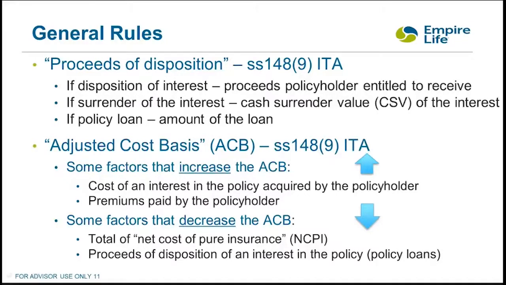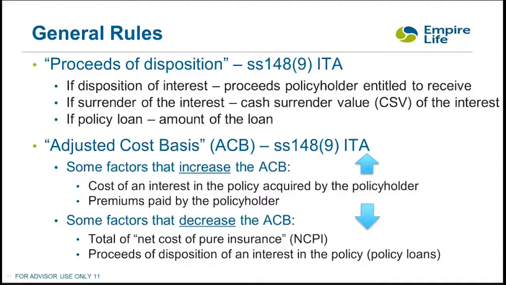The adjusted cost basis represents the cost amount of the policyholder's interest in the life insurance policy. It is computed by reference to a fairly complex formula set out in the definition of adjusted cost basis, again, subsection 148(9). The formula establishes certain factors that increase the adjusted cost basis while other factors decrease that ACB. Some of the factors that increase the ACB include the cost of an interest in the policy acquired by the policyholder, the amount paid for an interest in that policy, and the premiums paid by or on behalf of the policyholder.